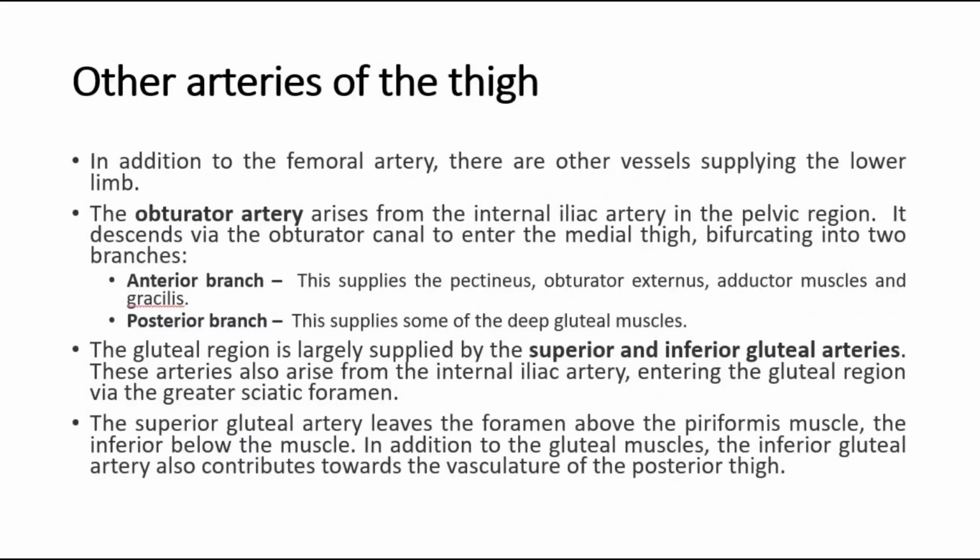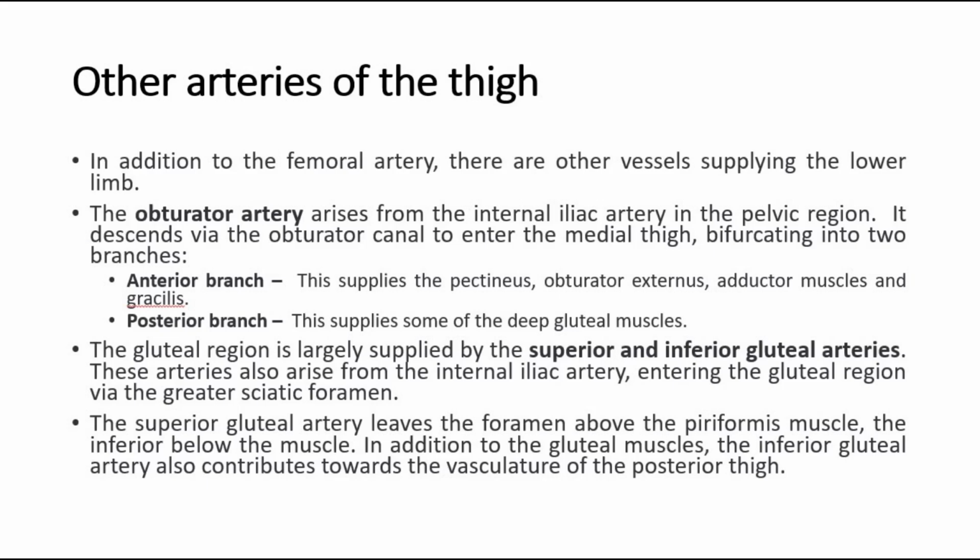Next, for other arteries of the thigh. The obturator artery arises from the internal iliac artery in the pelvic region. It descends via the obturator canal to enter the medial thigh, bifurcating into 2 branches. Anterior branch. This supplies the pectineus, obturator externus, adductor muscles, and gracilis. Posterior branch. This supplies some of the deep gluteal muscles.